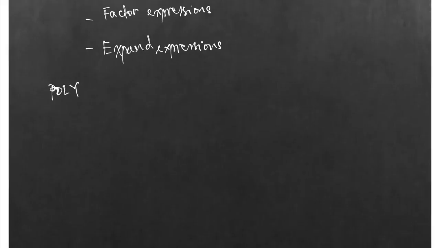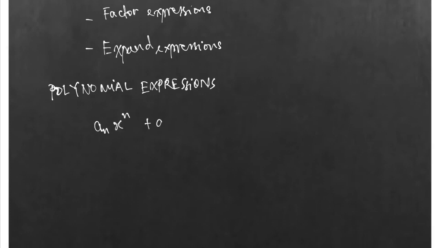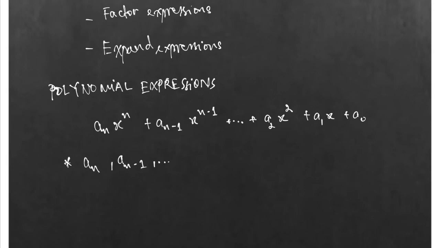For polynomial expressions, the polynomial expression is of the form a sub n times x to the power n plus a sub n minus 1 times x to the n minus 1, and so on, plus a2 times x squared plus a1 times x plus a sub 0. In this case, a sub n minus 1, down to a1, a0 are called the coefficients or constant coefficients.